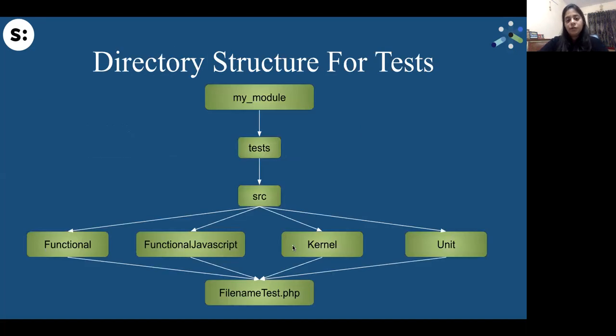Next, we have the directory structure for tests in Drupal. So in Drupal, we follow a generic, or you can say a standard, directory structure for tests. Inside your module directory, there is a test directory. Inside that, an SRC directory, and inside these, there's a bifurcation present. There will be a separate directory for each kind of test. So for all the functional tests, there will be a functional directory. For functional JavaScript, there will be a functional JavaScript directory, and so on.